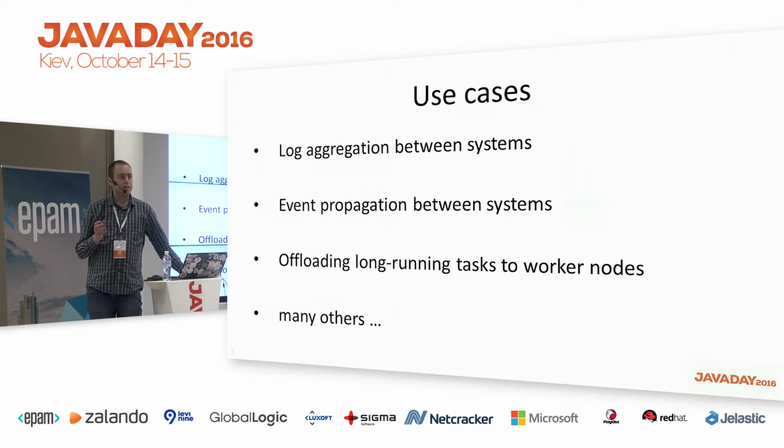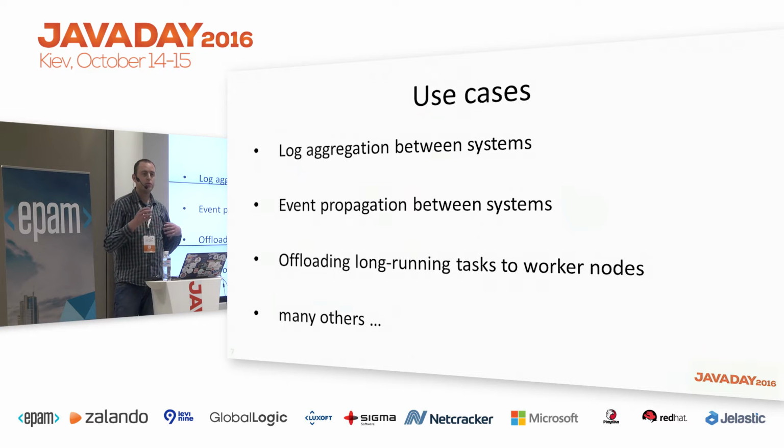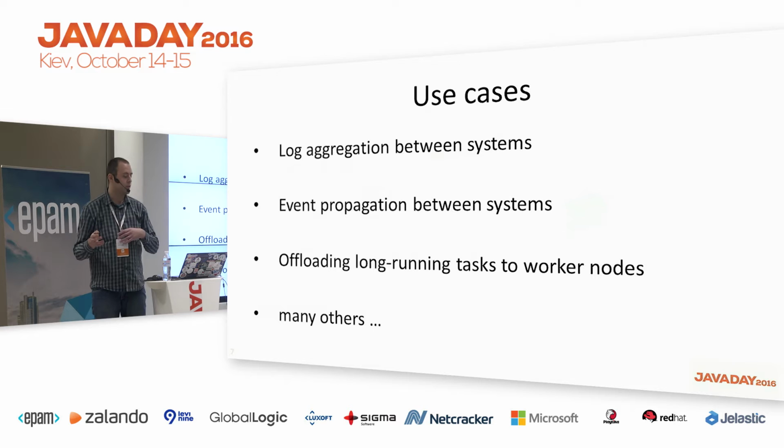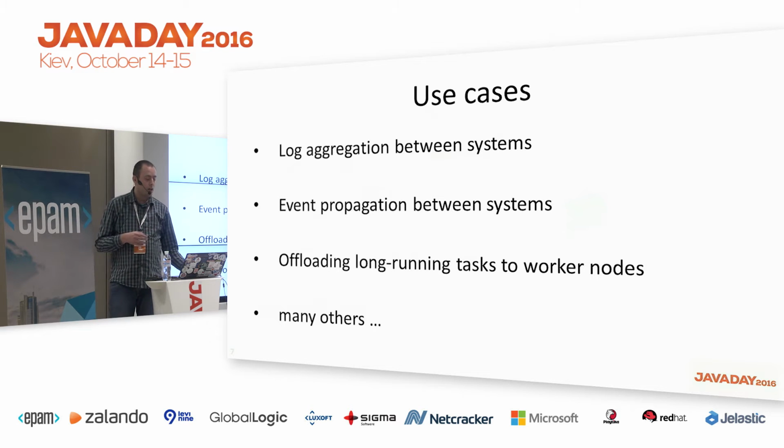Typical use cases of messaging could be, for example, aggregating logs from different types of systems, or offloading long-running tasks from a graphical user interface to worker nodes. And there are really a lot of other use cases, some of which we'll cover when we talk about RabbitMQ.